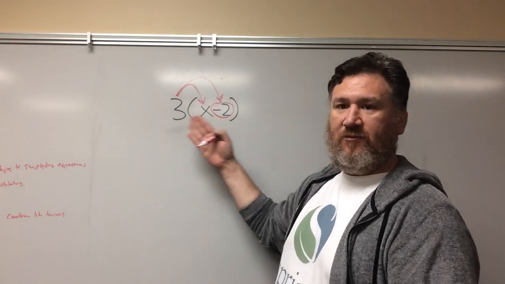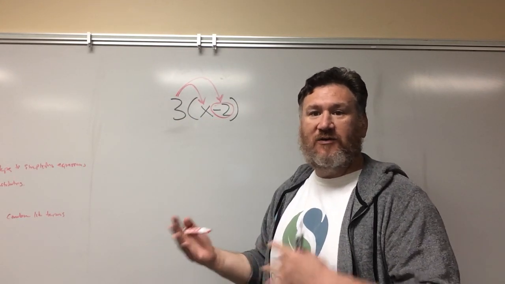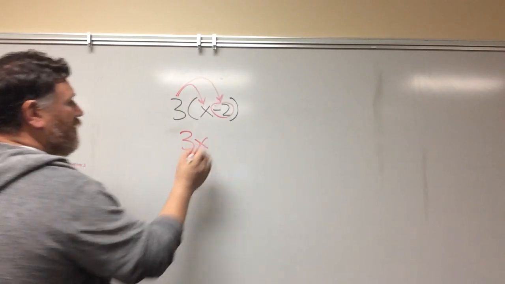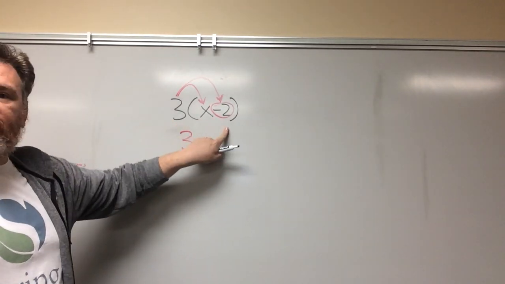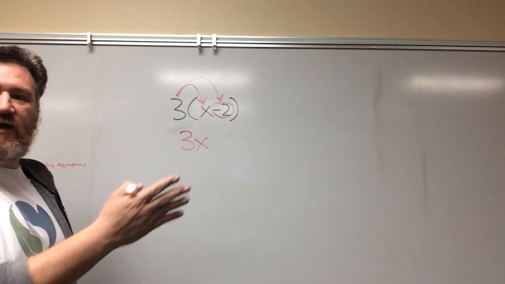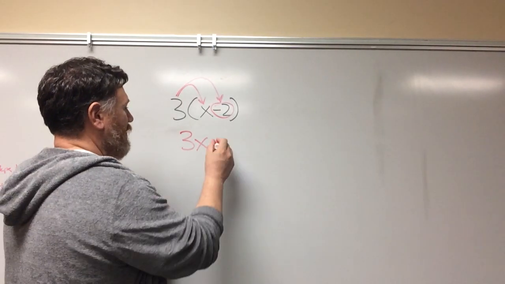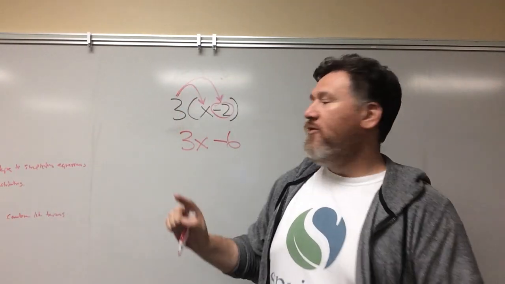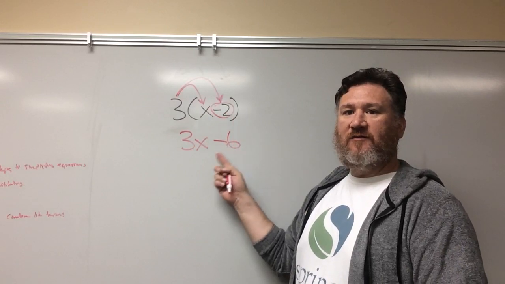So multiplying this out, 3 times x, anytime a number and a variable are being multiplied together, it's just the number and the variable combined together. So this would be 3x. And then 3 times -2, I have a positive times a negative. 3 times 2 is 6. A positive times a negative is going to give us a negative. That'll be minus 6. So when we simplify 3 times the quantity of x minus 2, we get 3x minus 6.